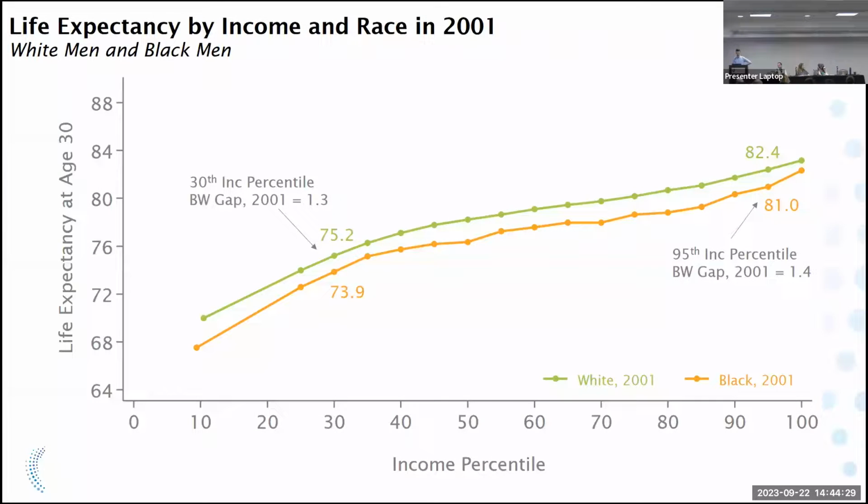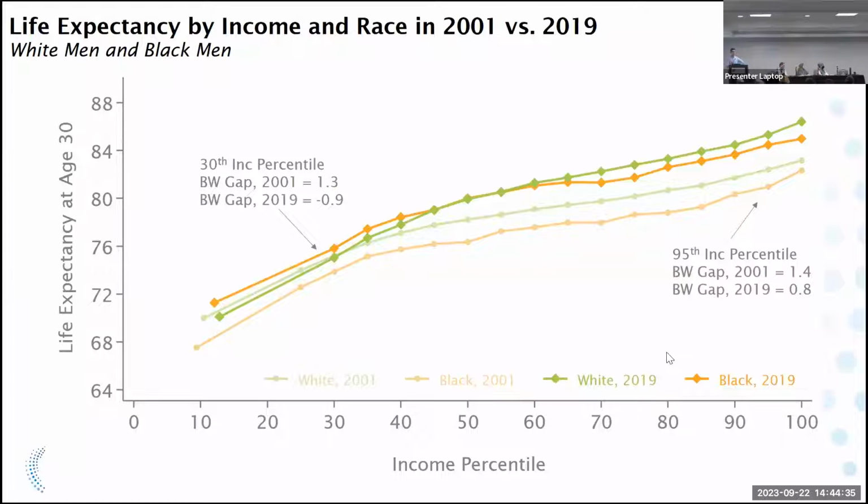Now, if I just fast forward to 2019, we see a very different pattern where there's been enormous convergence over those 19 years. So by 2019, Black American men at the bottom of the income distribution are living slightly longer than white American men. And that's largely due to this enormous improvement in longevity for Black men. And at the top of the income distribution, both white and Black men have experienced pretty substantial improvements in longevity. There's still a slight advantage for white men, but on the whole, averaging across the distribution, there's actually very little gap between the average longevity of Black men and white men of the same income in 2019.